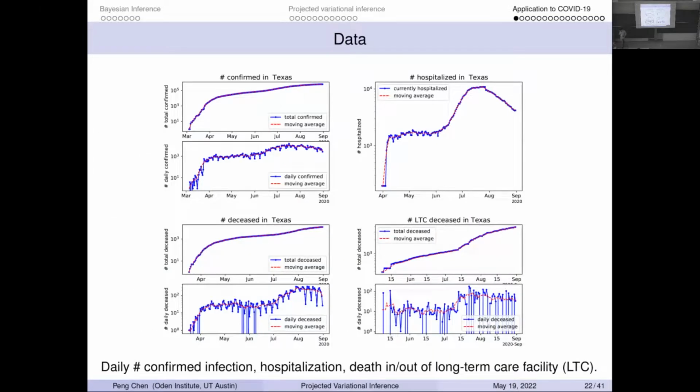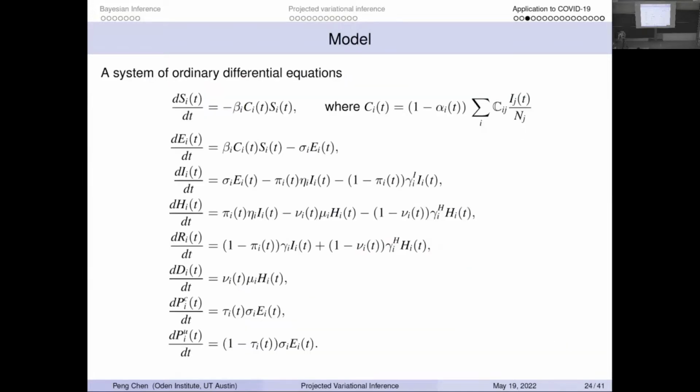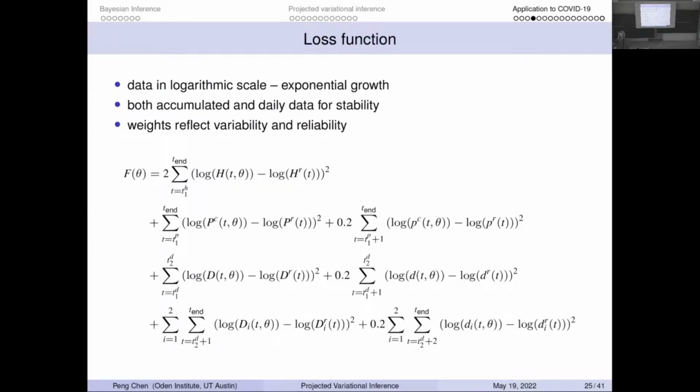Let me come back to the application that I brought up early on. Here's the data that I illustrated, and here's the model. The model is essentially an ODE system of 16 components, and there are a lot of time-dependent parameters. For instance, as I introduced a little before, the transmission reduction factor alpha is time dependent.